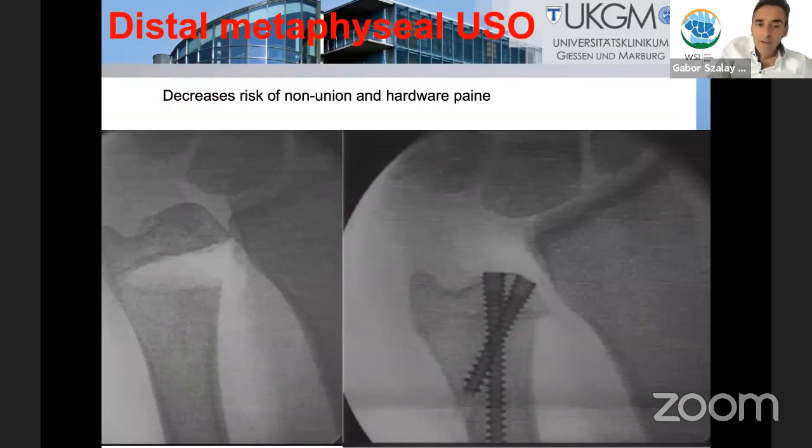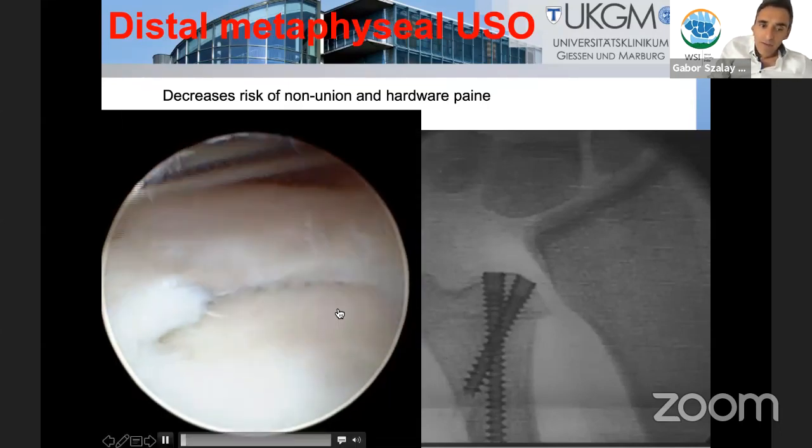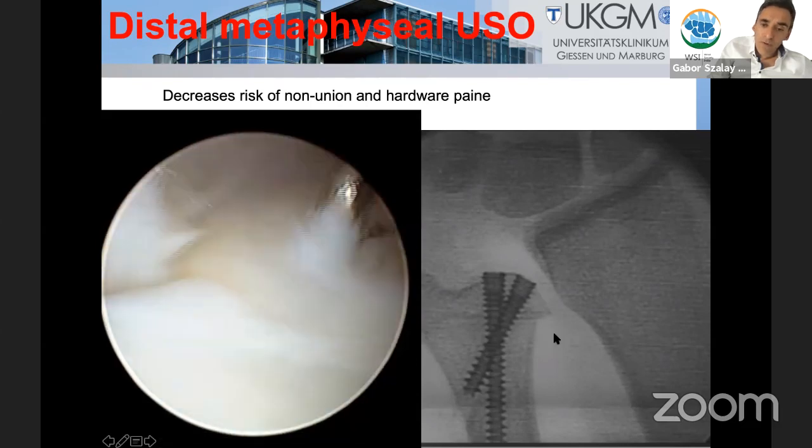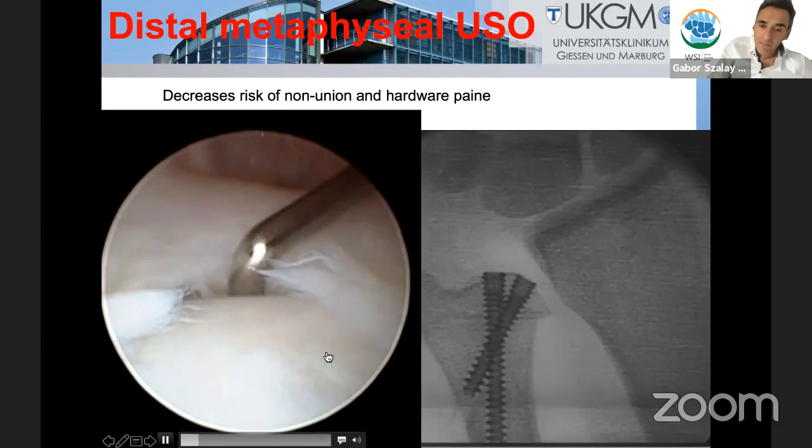This is a picture I saw in one of the last webinars, the osteotomy of the ulnar head, and then take out a piece of bone, making it shorter, and fix it with 2 Herbert screws. This is also possible, but you have to look that the TFCC is not intact. So I wouldn't and never would do this if the TFCC is intact.